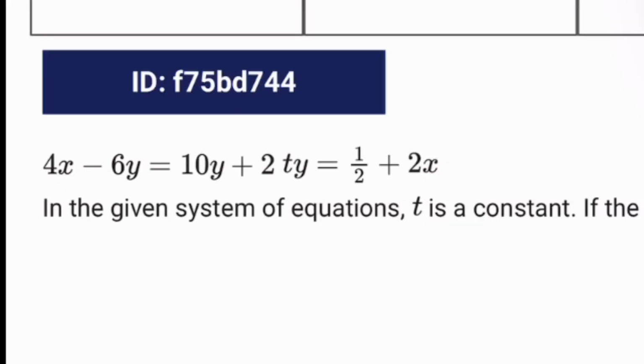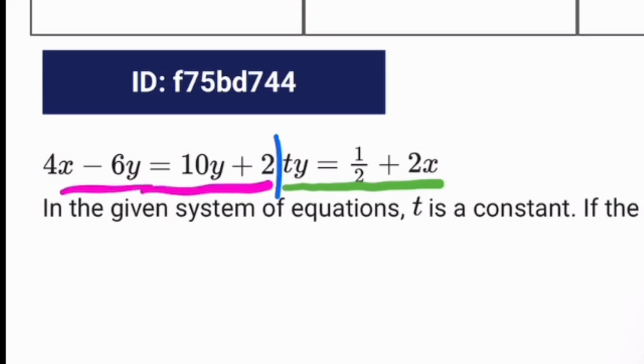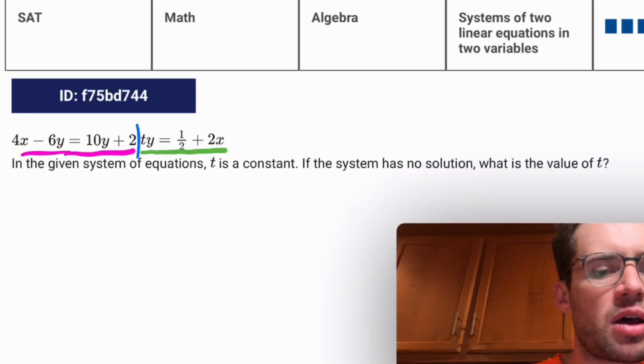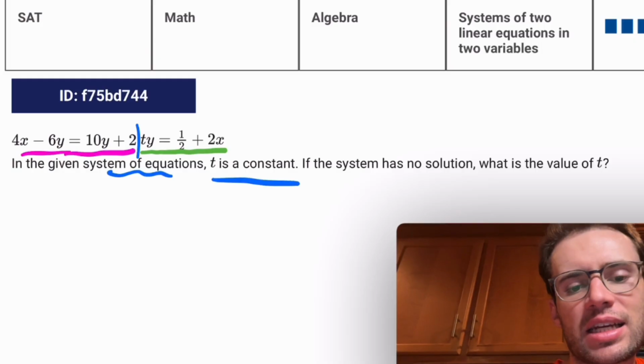We have our equations, and let's see, is this one a little bit clearer where one starts and the other ends? Not really. I think the gap between the 2 and the t is bigger than the gap between a coefficient and any other variable, so I would assume that's where it ends, but still so annoying. We get 4x minus 6y equals 10y plus 2, and our second equation seems to be t times y equals 1/2 plus 2x. In the given system of equations, t is a constant.